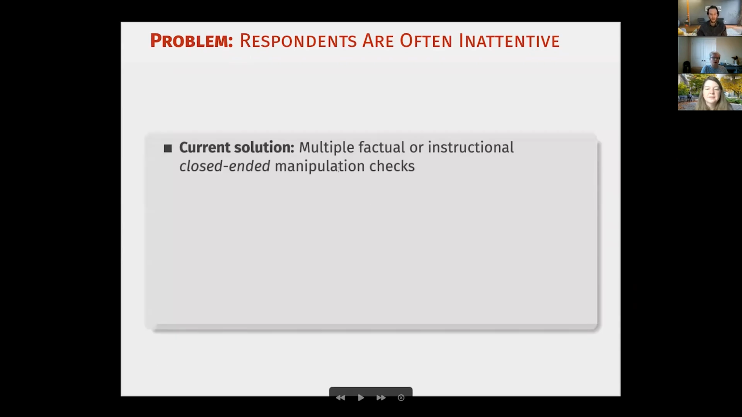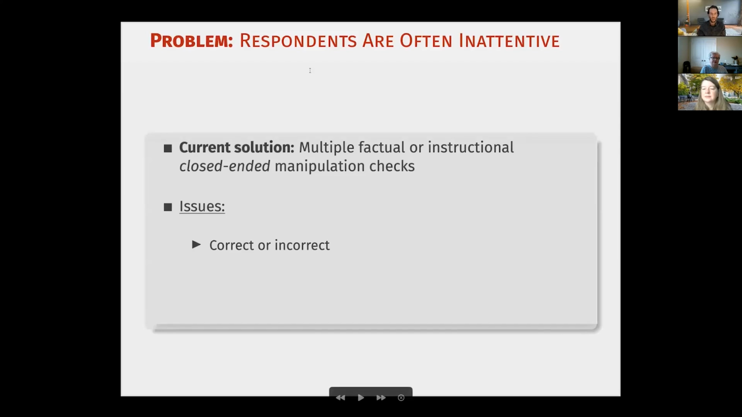So the current solution, like I said, is actually using many factual or instructional closed-ended manipulation checks. This could include asking individuals factual questions like, what color is the sky? Instructional would be more along the lines of, please ignore this prompt entirely and select the first option, essentially trying to see if someone is reading the prompt pretty closely. This sounds pretty good at first, but then there are some issues with this.